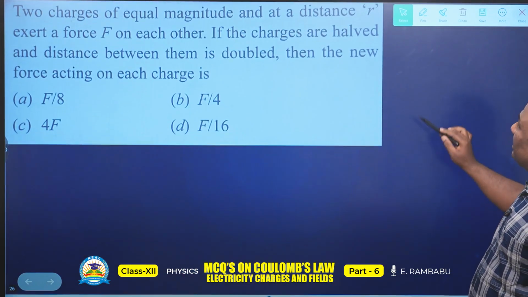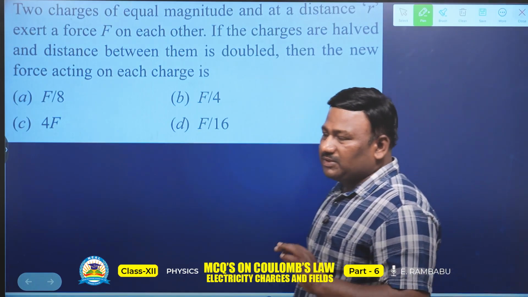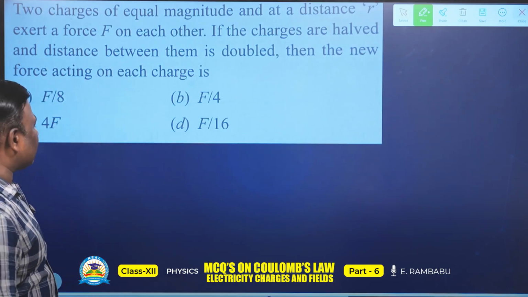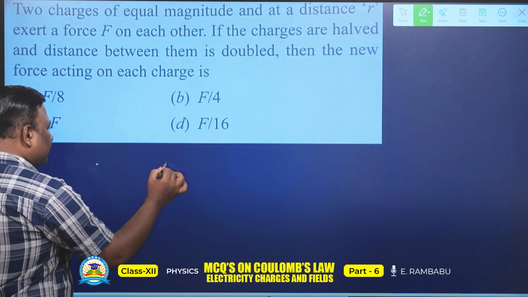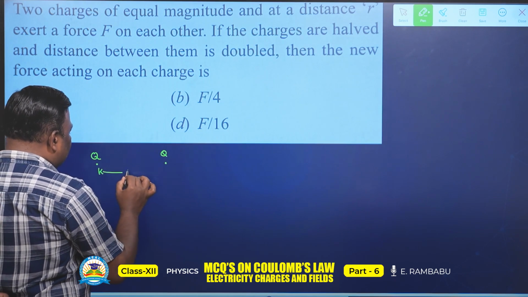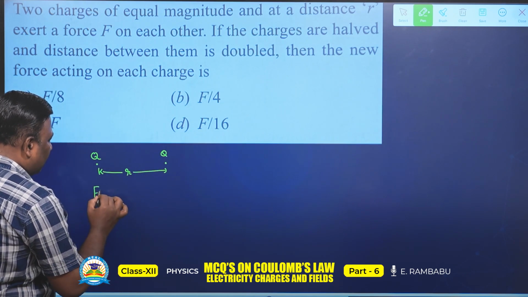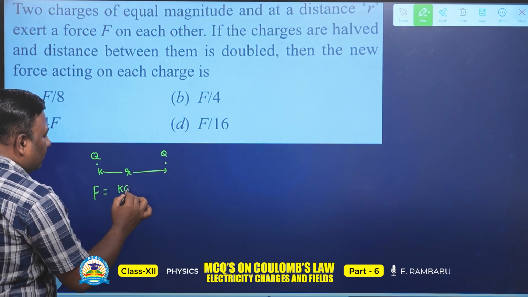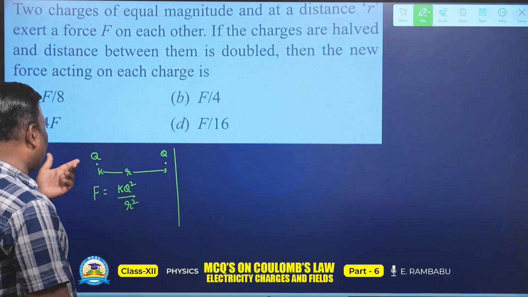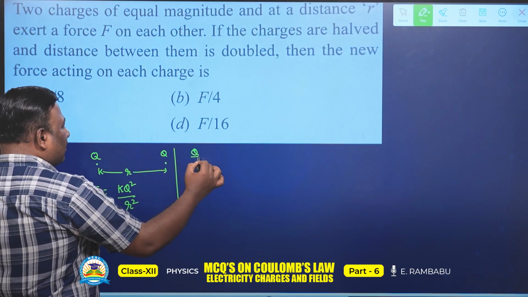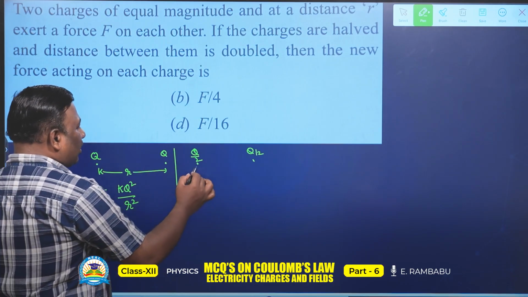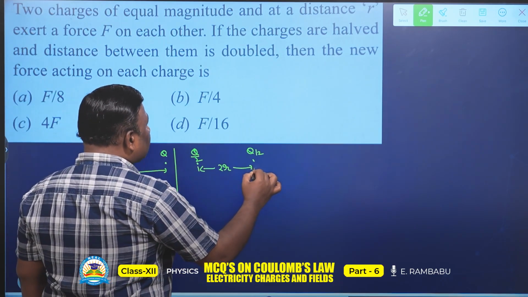See the next question. This is also similar to that, but we can directly observe two charges of equal magnitude and distance r exert a force F. Here two charges are given, Q and Q, separated by some distance. Then they gave force F. F is equal to K into Q square by R square. Now, what have they given? If charges are halved, this charge becomes Q by 2, this charge becomes Q by 2. And the distance between them is doubled, which means 2r.